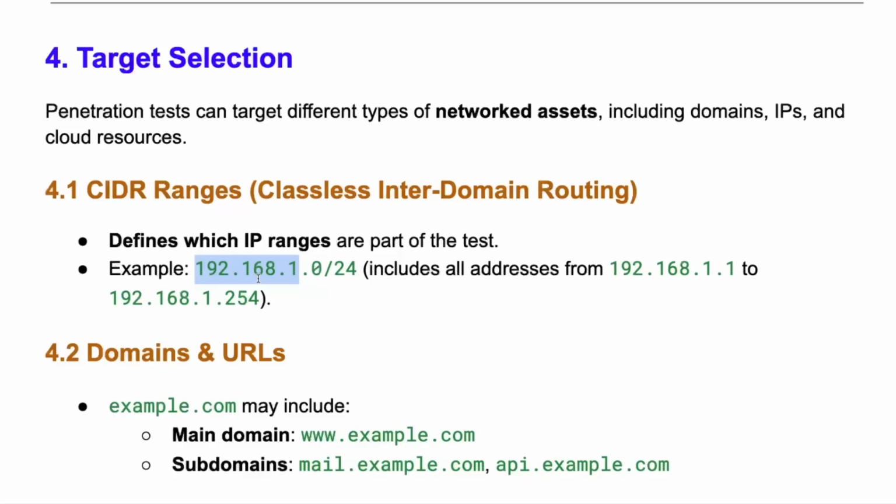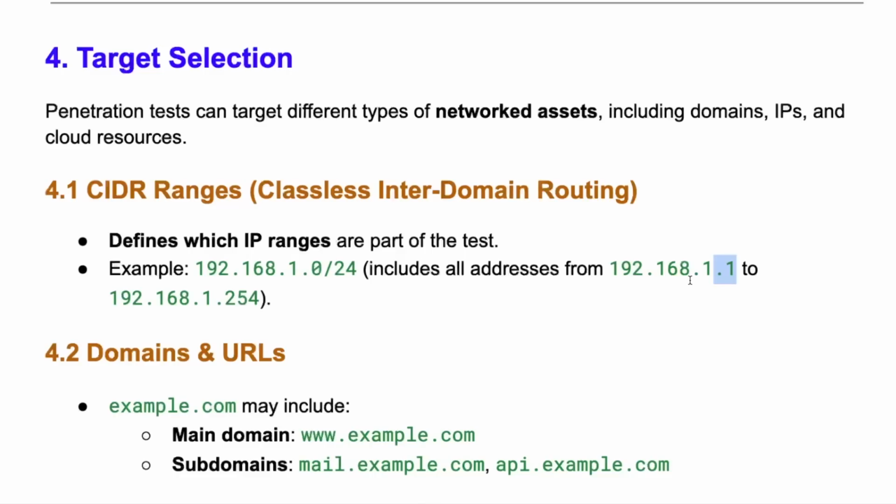So if you have /24, that means this portion is the network. It's the subnet of the network, and all of the IP addresses will be assigned within it. For example, this would be anything from 0.1 to 0.254, because you have a total of 256 IP addresses. The 0 and the 255 would not be included in the actual IPs assigned to devices. Usually 0.1 is typically assigned to the gateway, and then 255 would be the broadcast address.